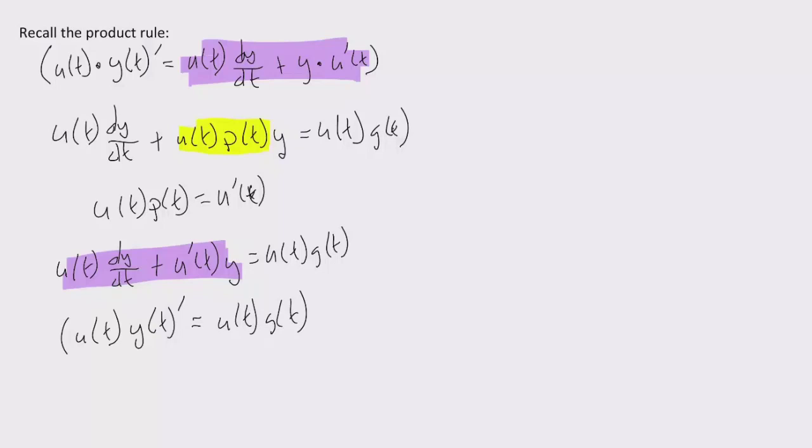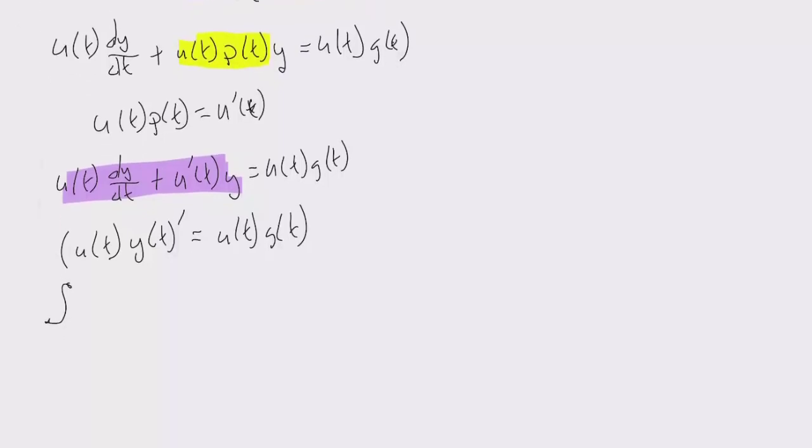Okay, so let's then integrate both sides here. If I integrate u of t y of t prime, and integrate this other side, both of these are with respect to dt. If I integrate an expression that I'm differentiating, that essentially cancels that out, and I'm left with the original notation there of u of t y of t.